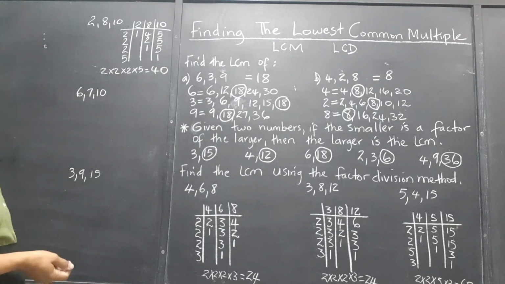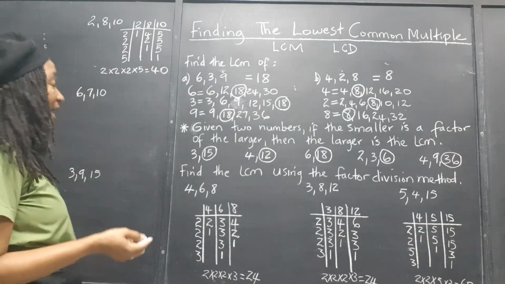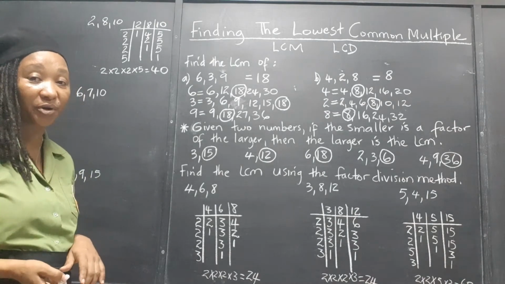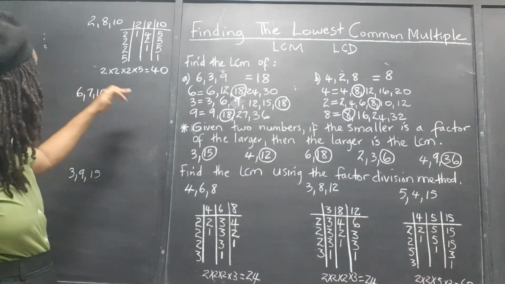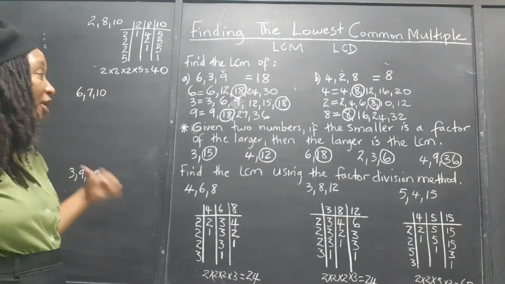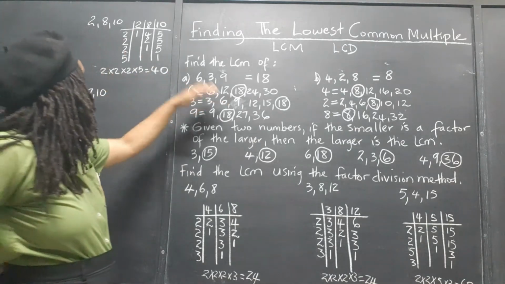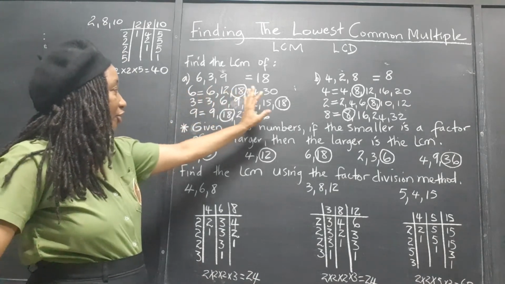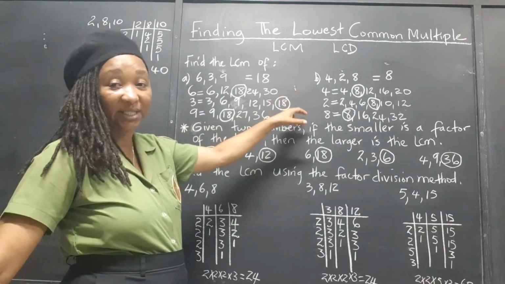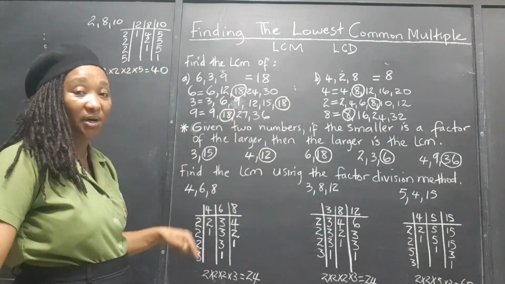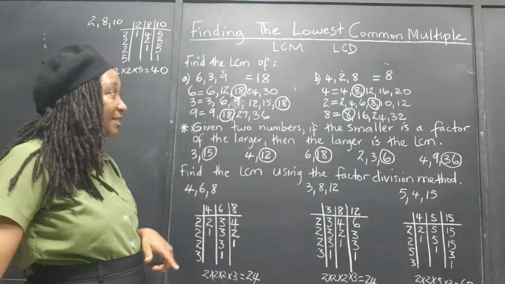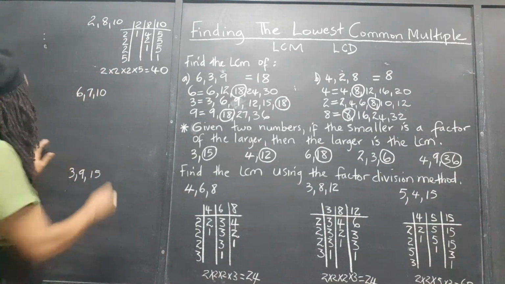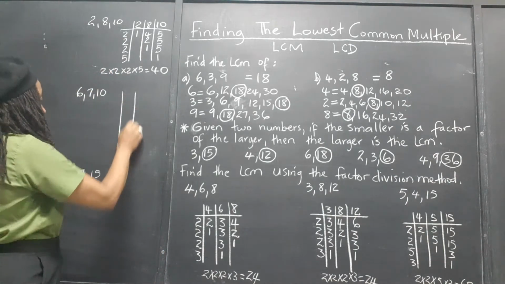So the LCM of 2, 8, and 10 is 40. 40 is the smallest number that 2, 8, and 10 can go into. So if you were listing out the 2 times table, the 8 times table, the 10 times table, you would not be able to circle anything until you get to 40. That's the lowest common multiple, or the least common denominator. Alright, 2 to go, 6, 7, and 10.